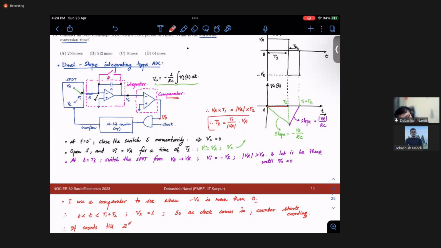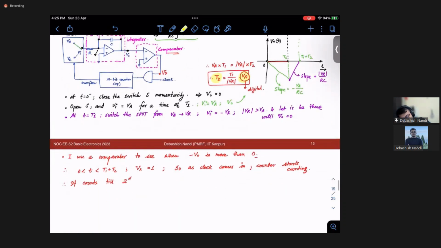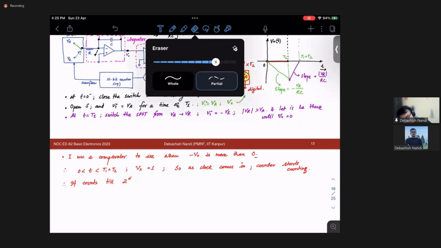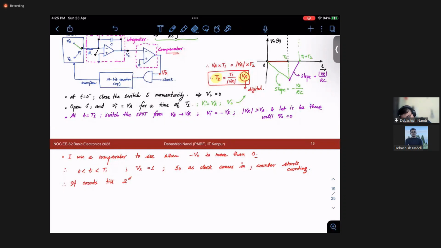Okay. So what do I need? I need to convert these to some digital stream, right? What have I done? I have converted this VA to T2, right? Some time duration. Now I will convert this T2 to some bit stream. Okay. So how do you do that? First, let me just tell this.